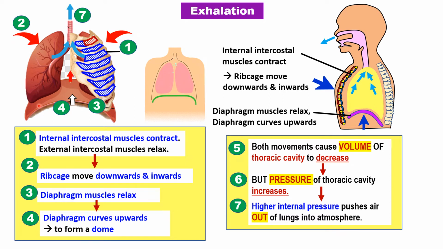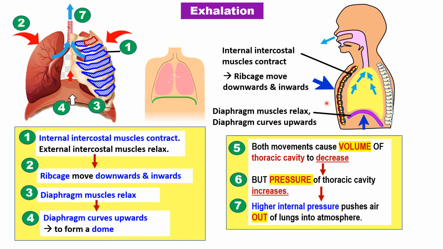Then the diaphragm muscles relax. When diaphragm muscles relax, the diaphragm will curve upwards to form its original shape, which is a dome shape. So these two movements, which is the movement of the rib cage and the diaphragm, will reduce the volume of the thoracic cavity here. So when volume of thoracic cavity decreases, the air pressure in the thoracic cavity will increase and will be higher than the atmospheric air pressure, right? So higher internal pressure in the thoracic cavity will then push the air out of the lungs into the atmosphere.